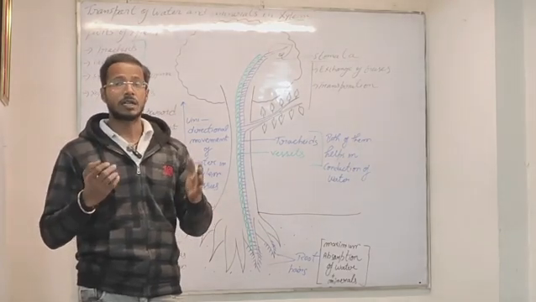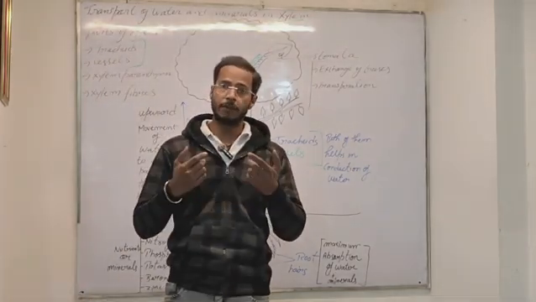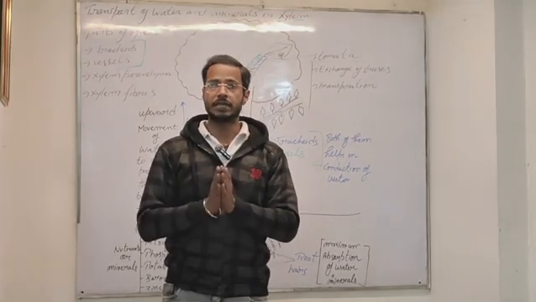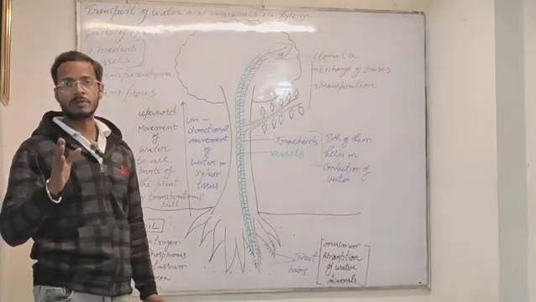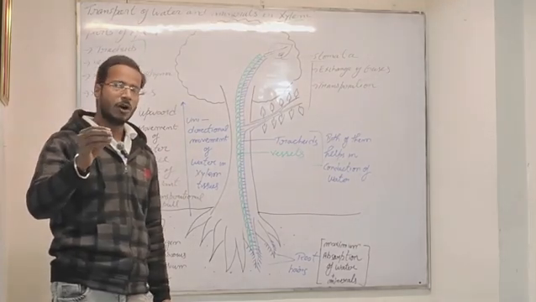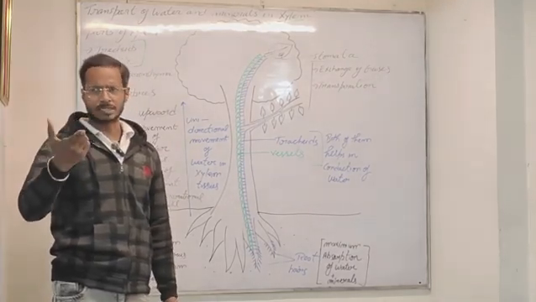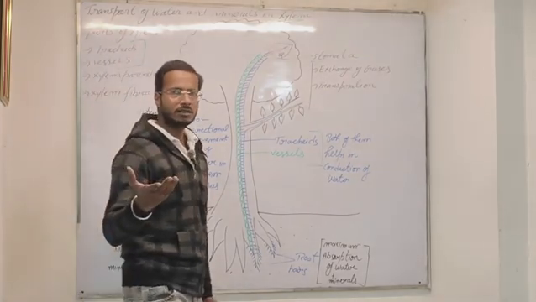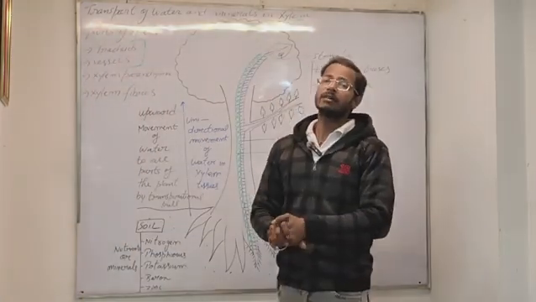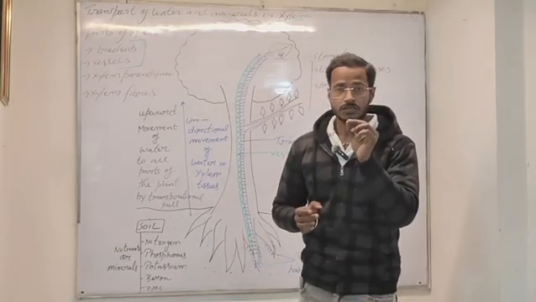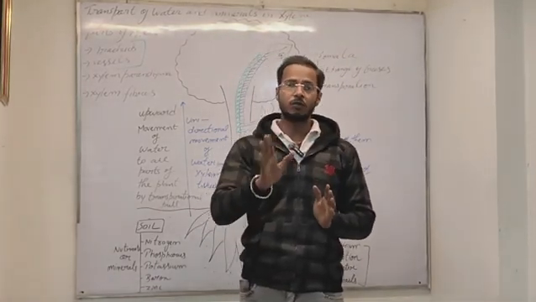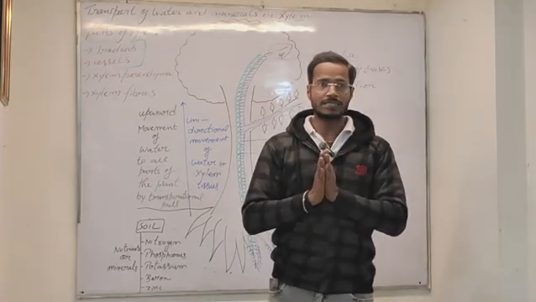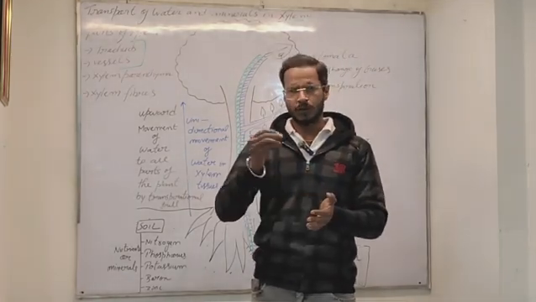For proper growth and development of a plant, the soil must be neutral. Neutral means the pH value must be 7, or it should be a little bit acidic, because most crop plants are grown in soil with a slightly acidic pH. So the pH value of the soil must be neutral: 7, or 6.5, or 6.